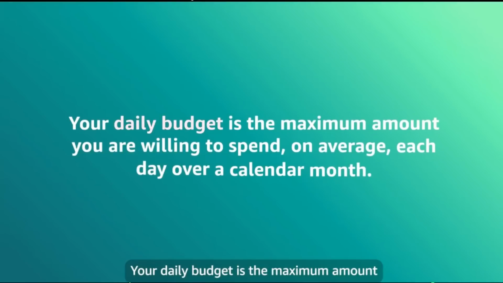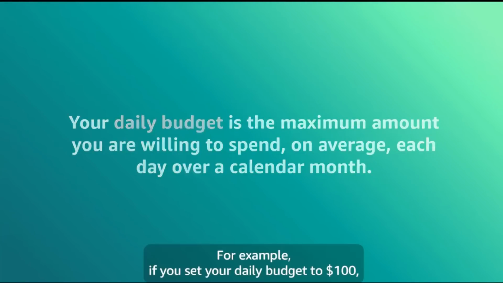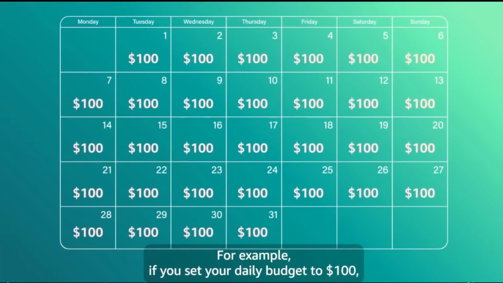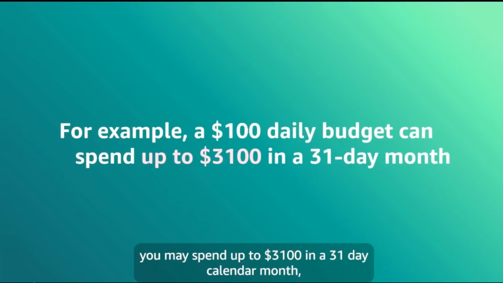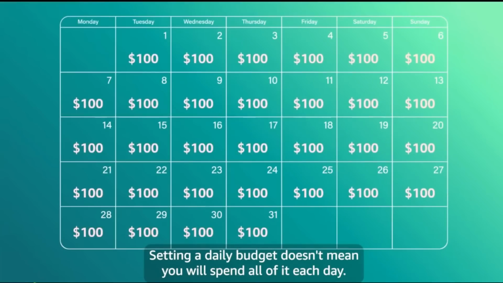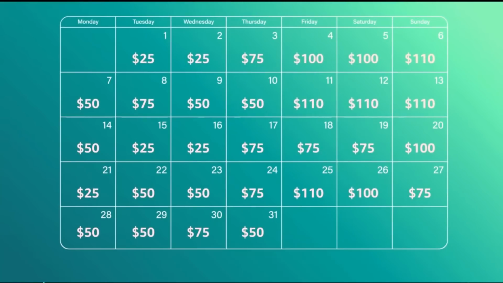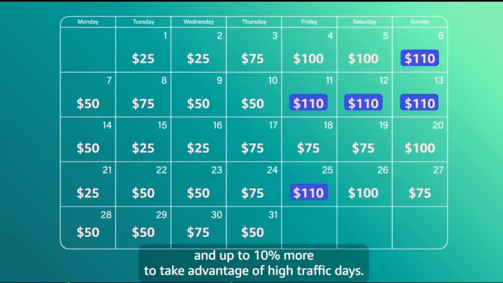Your daily budget is the maximum amount you are willing to spend on average each day over a calendar month. For example, if you set your daily budget to $100, you may spend up to $3,100 in a 31-day calendar month for all of the clicks your ads generated. Setting a daily budget doesn't mean you will spend all of it each day. The daily budget gives you flexibility to spend less on days that are low traffic and up to 10% more to take advantage of high traffic days.